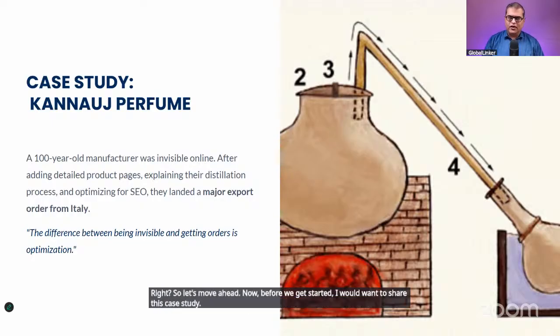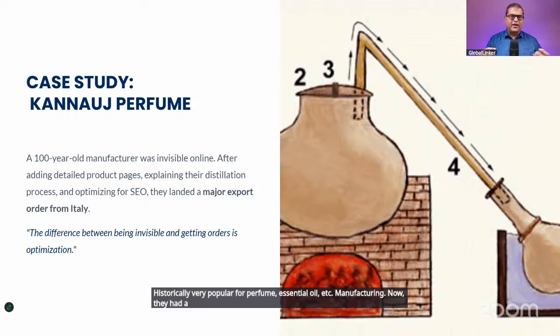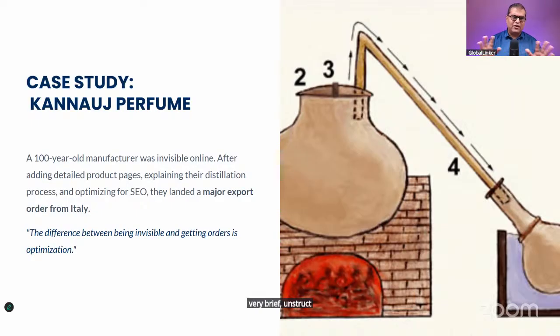This case study is of a 100-year-old perfume business based out of a city called Kannauj, which is historically very popular for perfume, essential oil, attar, etc. manufacturing. Now, they had a website, but it was a very basic website which had few pages, just images of the products, no information around that, and very brief, unstructured information. It was not getting them any benefit.